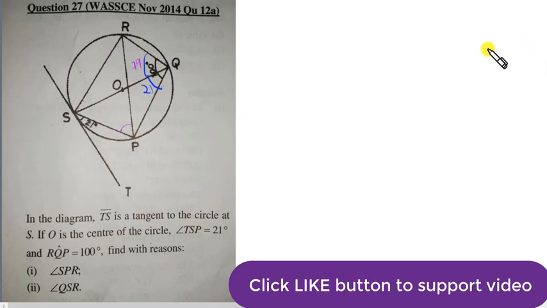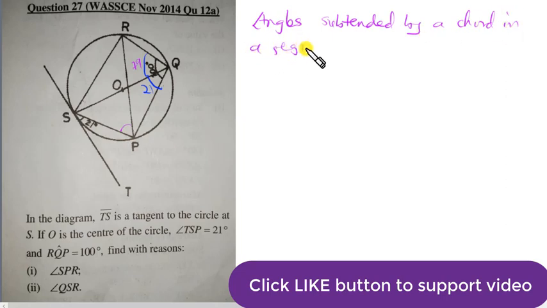Okay, so also angles subtended by a chord in a segment, that is a particular segment on the circumference, are equal.